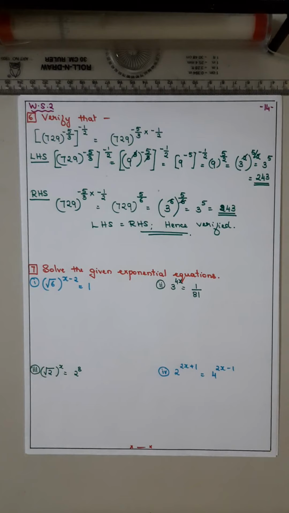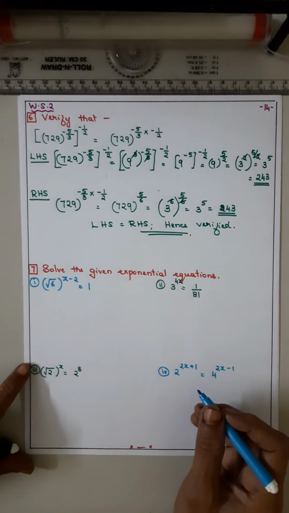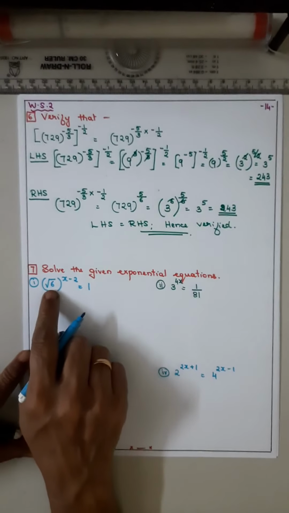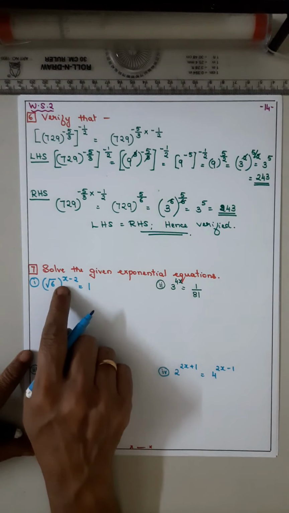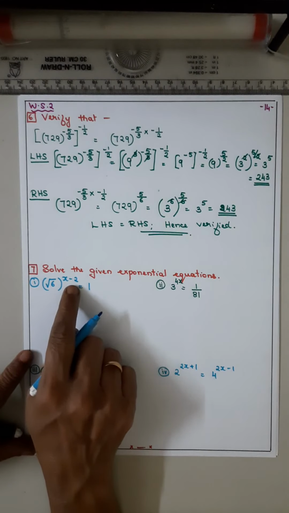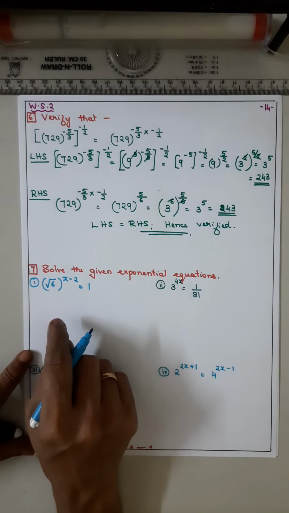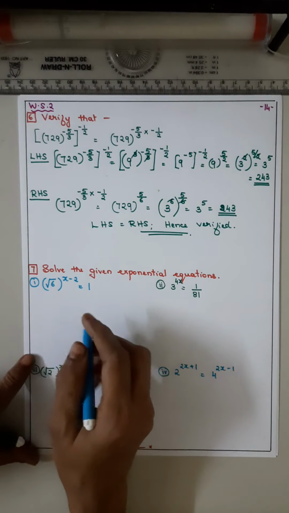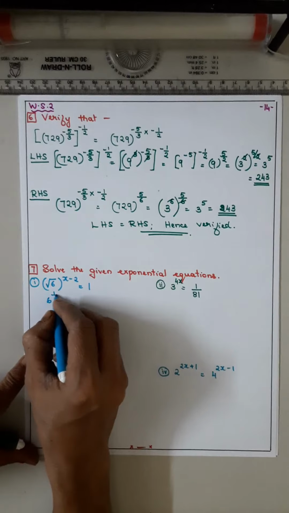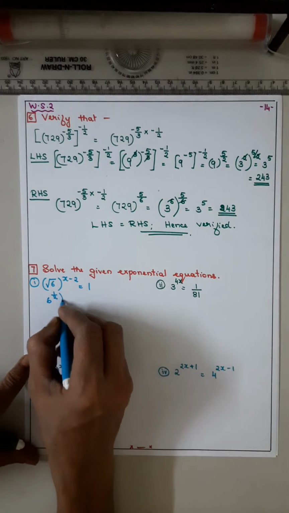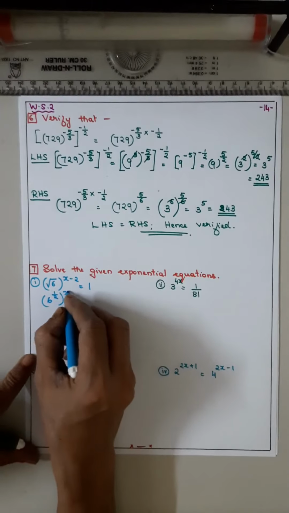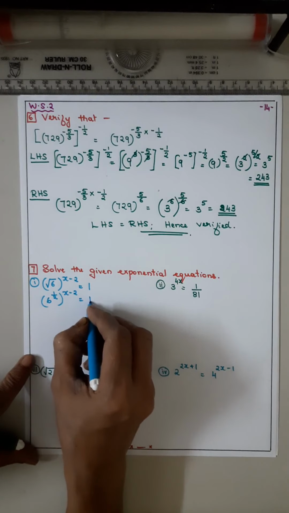Clear? A little bit difficult. If you practice, you will understand. Okay. Now coming to solve. Find the x. Isn't it? So now coming to root 6 the whole power x minus 2. So root 6 can be written as 6 to the power 1 by 2. Isn't it? The power x minus 2 is equal to 1.